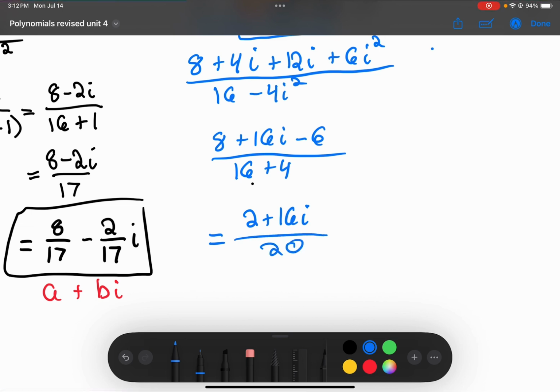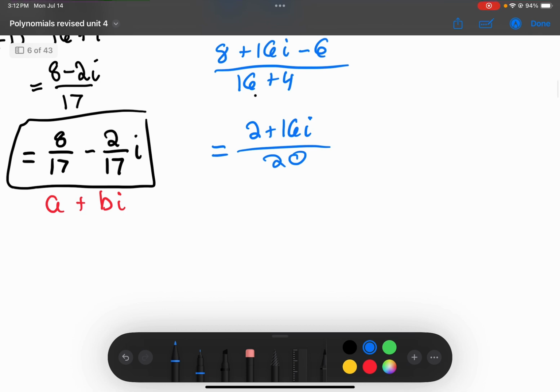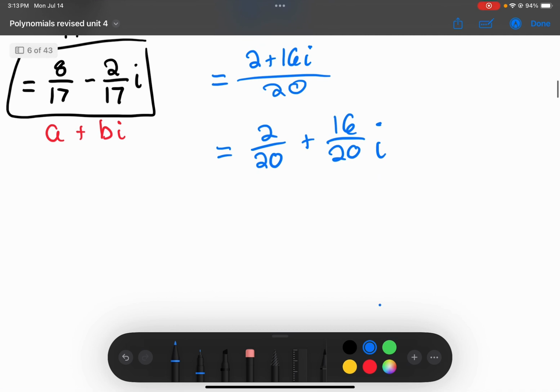And the last step is we need to put this in a plus bi form, so we're going to separate. So we have 2 over 20 plus 16 over 20i, and those fractions reduce. So 2 over 20 reduces to 1/10 plus, if we divide by 4 here, we get 4 over 5 times i.